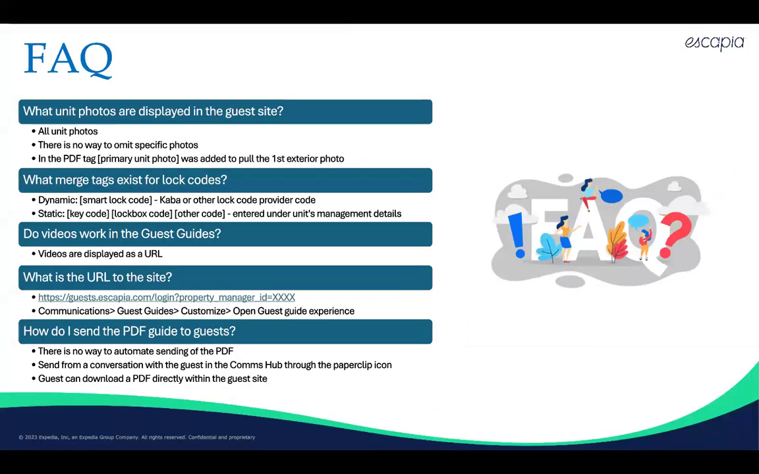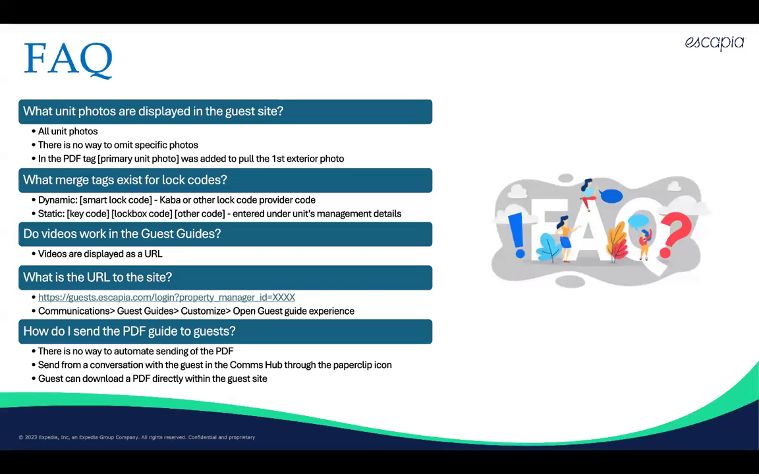Here are some frequently asked questions regarding guest guides. What unit photos are displayed in the guest guide site? All unit photos are shared, and there is no way to omit specific photos. In the PDF, the tag primary unit photo was added to pull the first exterior photo. There is not a way to pull any other additional photos, just the one. So if you would like to use a different photo, you can set a new photo as the first exterior photo in the unit editor.